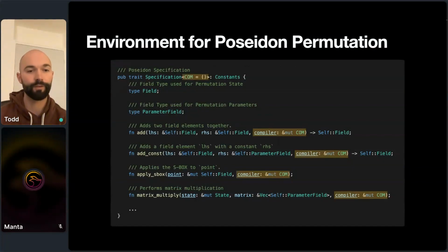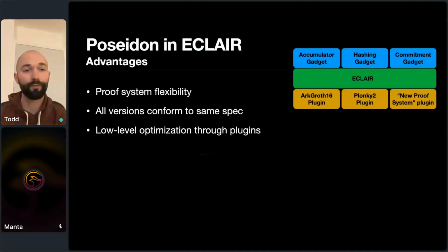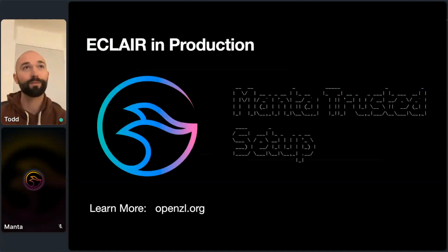Similarly for the matrix multiplication, right? What's optimal in an R1CS-based proving system is not optimal in Plonk-like arithmetization, and so we leave it to the plugin to look at these really nitty-gritty details and extract all of the optimization that it can, all while making sure that each of those conform to the same spec. So we think it's a really powerful framework. We use it at Manta, as Brandon mentioned. We wrote our Manta Pay circuits in ECLAIR, and the Manta trusted setup uses a lot of this tooling as well.